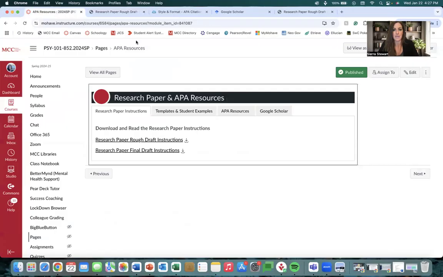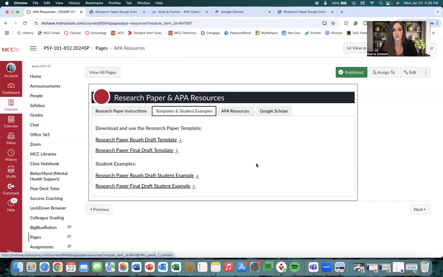All right. So I'm going to go back here. These are the instructions. We're going to go to your templates and your student examples. This is the template right here. So I'm going to download that.